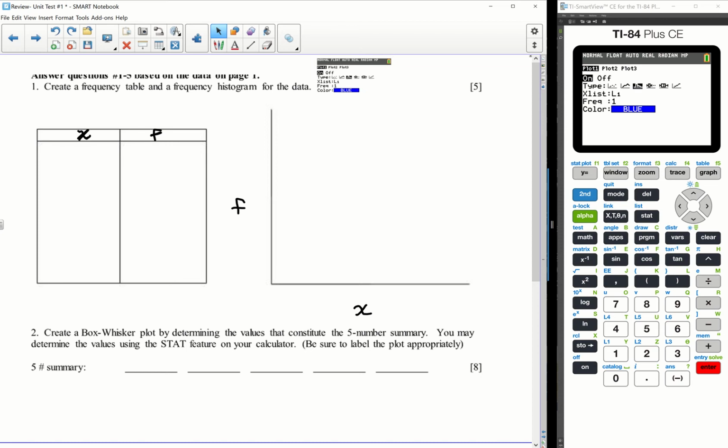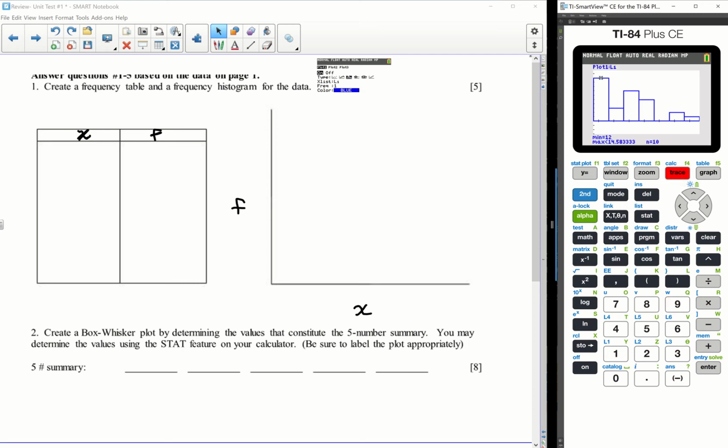All right, so then zoom 9, that's zoom stat. Just, again, be careful of the alpha lock. That's what the graph would look like if you let the calculator decide on scaling. I don't know that this is necessarily the scale that I want. Although it's appropriate, it's just I don't know if it's what I want. So I'm going to hit trace, and I'm going to have a look at it.